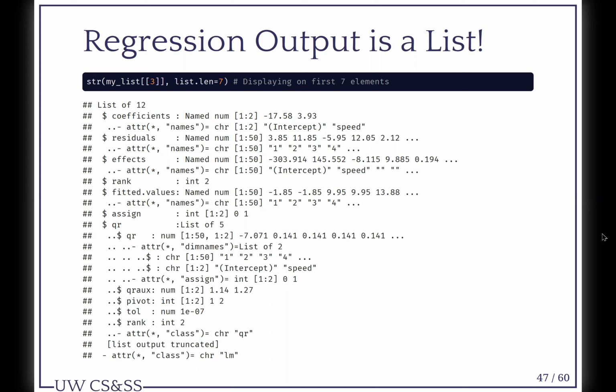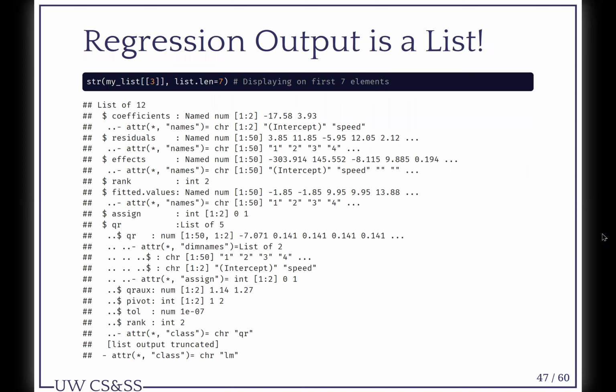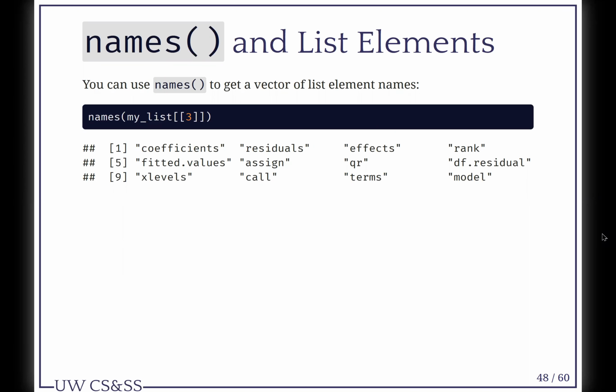Often what we want to do is check the element names within our list using the names function. So names will give you a vector of list element names. So instead of having to look at this and say, I'm not quite sure what my fitted values are or what it's called, I can check names and know what it's called and subset accordingly.